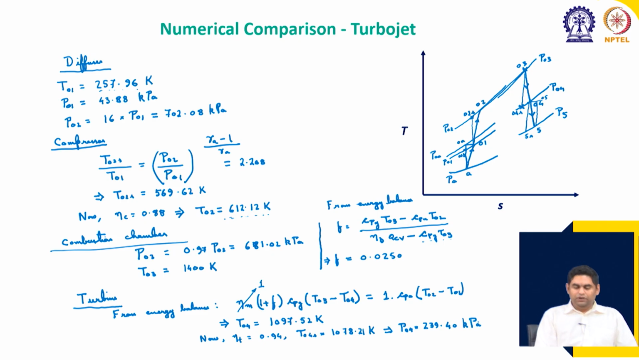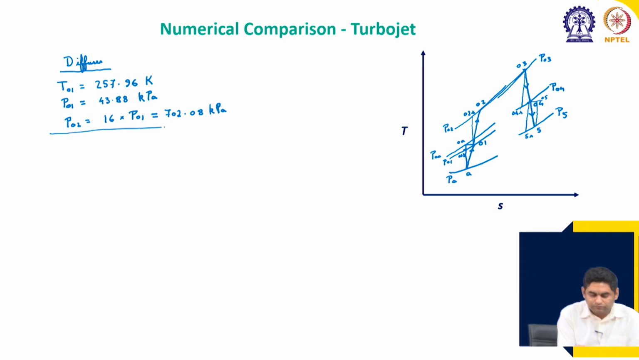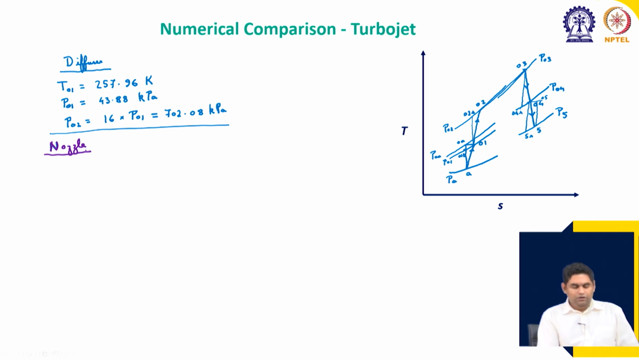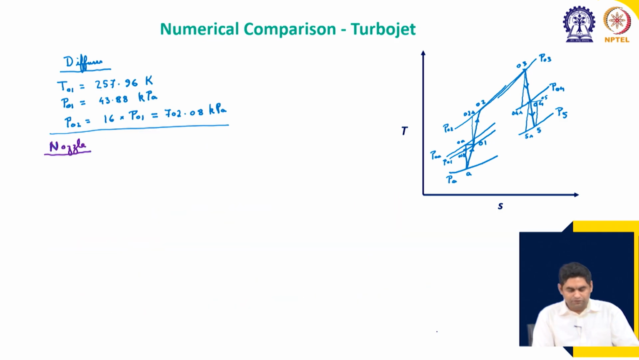So, now we move on to the calculation of the nozzle. Okay. So, for the nozzle, the inlet condition is known: T04 is 1097.52 and P04 is 239.4. So, we will start by assuming that the nozzle is choked. Okay, assuming a choked nozzle.